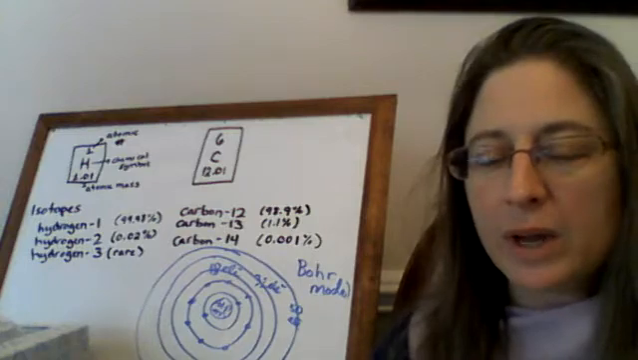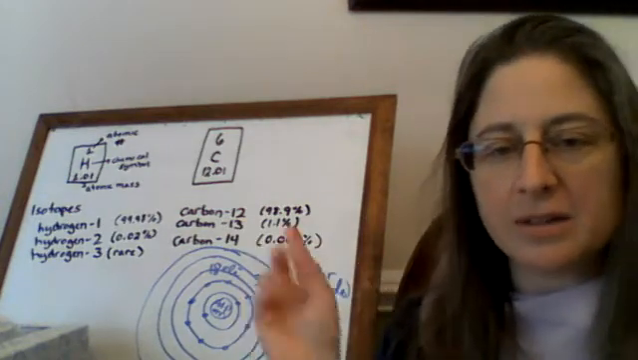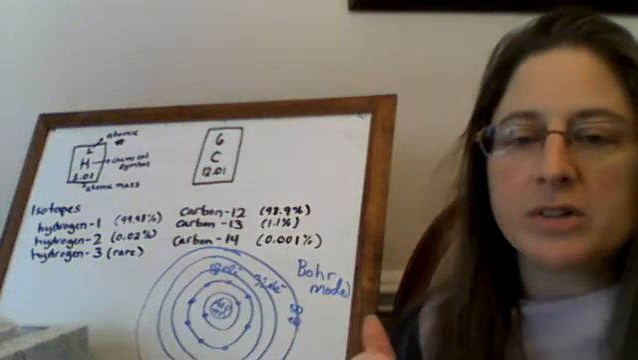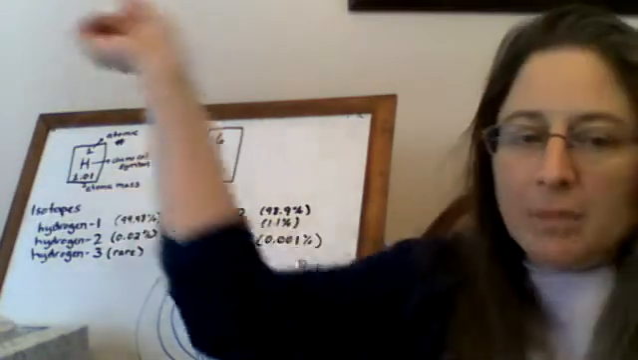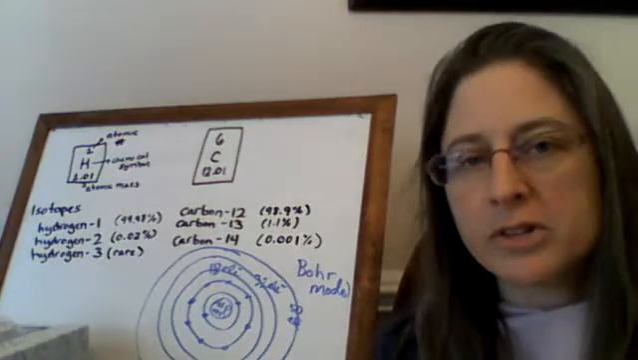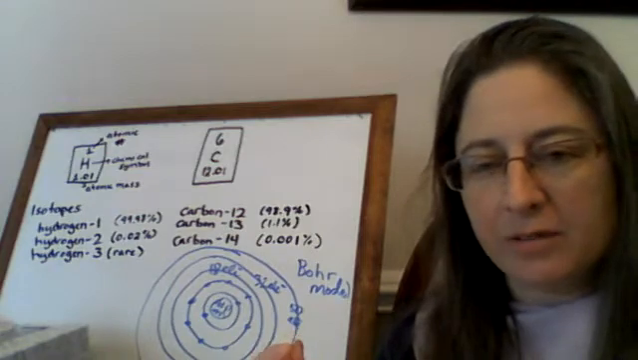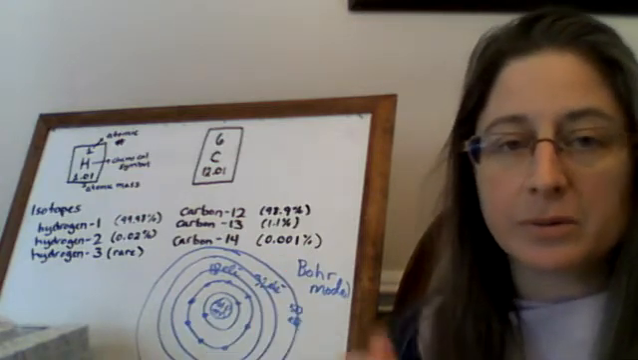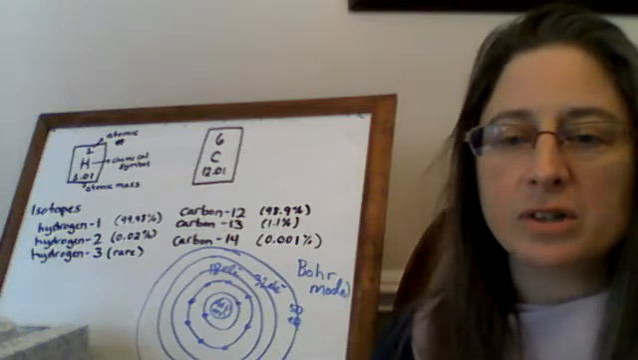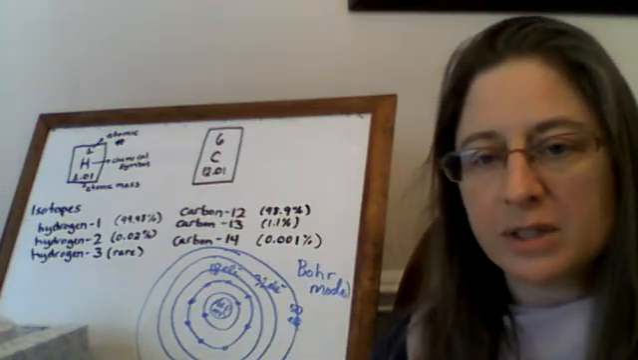So when you average the hydrogen 1s at the rate they occur naturally with the hydrogen 2s at the rate they occur naturally, that's how you get the atomic mass of 1.01 for hydrogen. So hydrogens all have a mass of either 1 or 2 or 3, but on average, hydrogens have a mass of 1.01 atomic mass units.